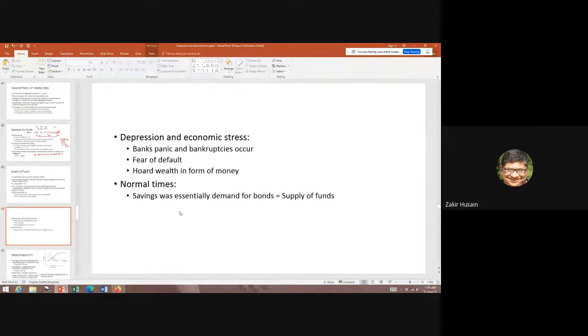So during depression, economic stress, people may be afraid to invest. So if they have any extra money, they are going to hoard it. But during normal times, people will not hoard because money doesn't fetch any interest rate. So if they make any savings, it is going to be invested in bonds. And this comprises the supply of funds.